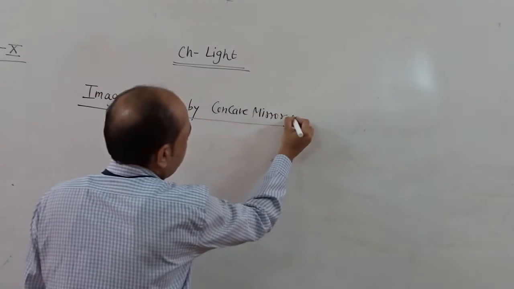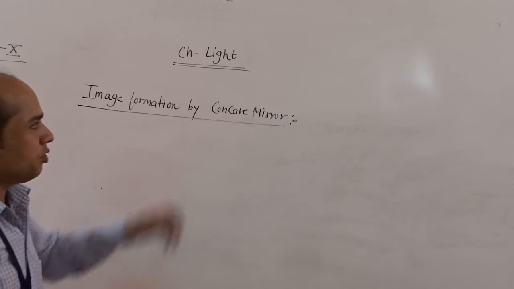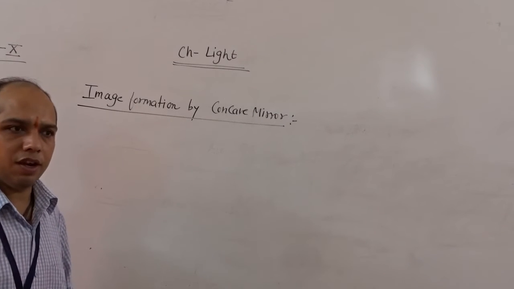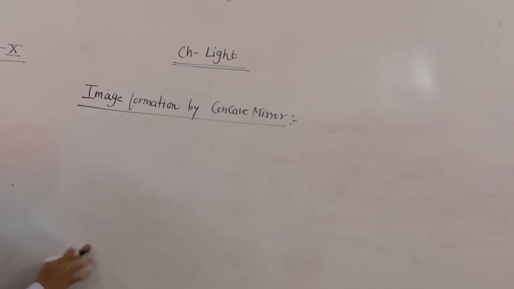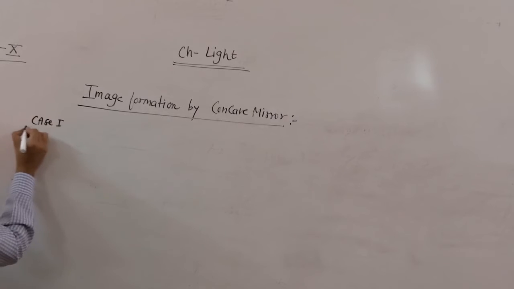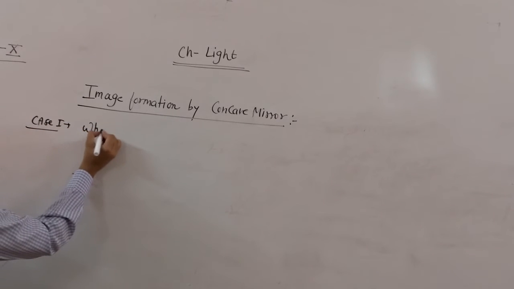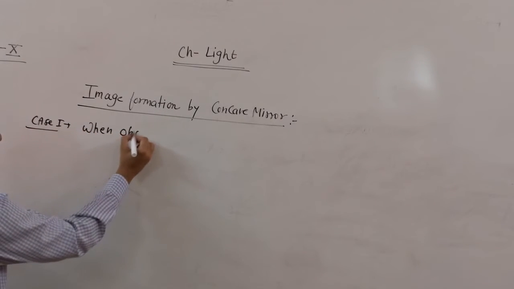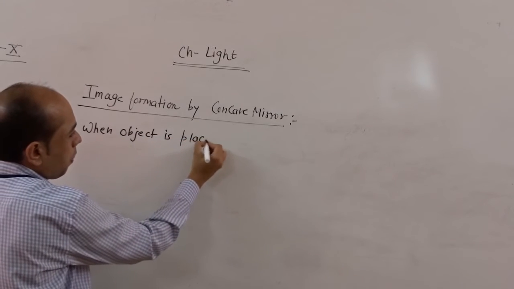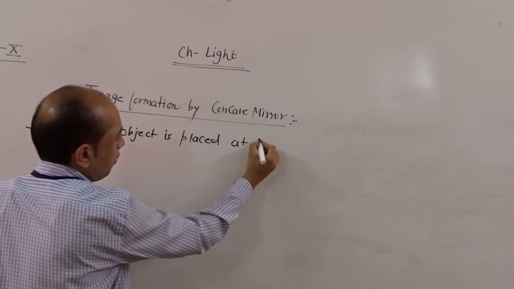So now we discuss here image formation by concave mirror, and what is the position, size and character of the image. So here we discuss some cases. So first we take here when the object is placed at infinity.